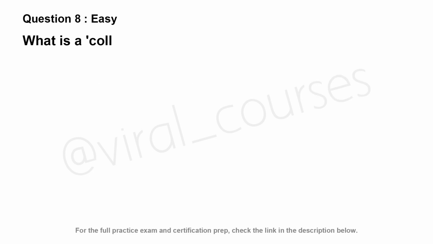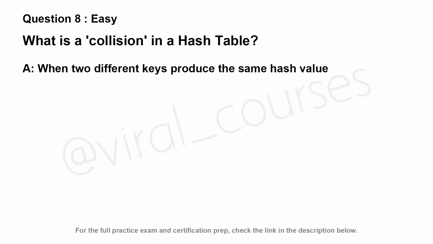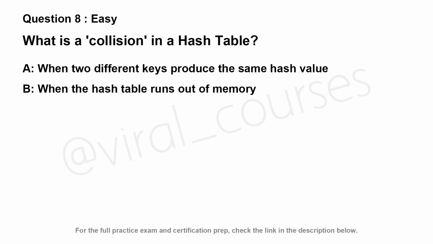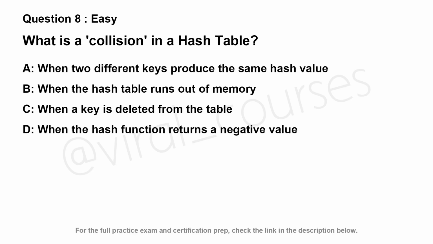What is a collision in a hash table? Option A, when two different keys produce the same hash value. Option B, when the hash table runs out of memory. Option C, when a key is deleted from the table. Option D, when the hash function returns a negative value.